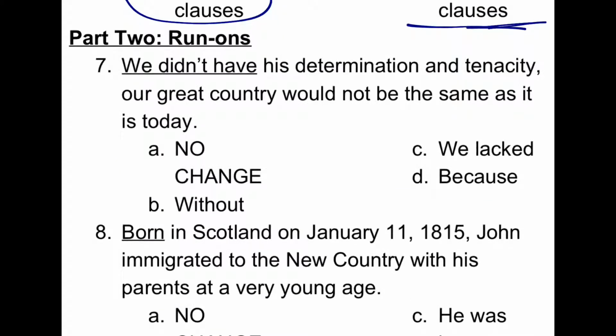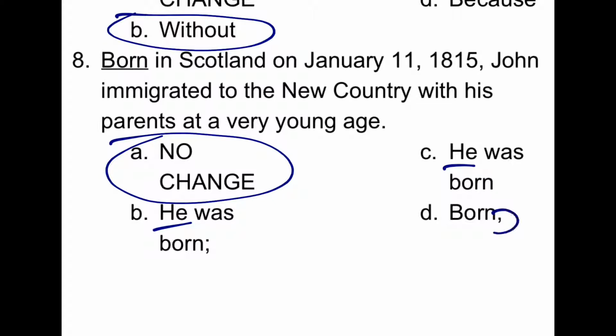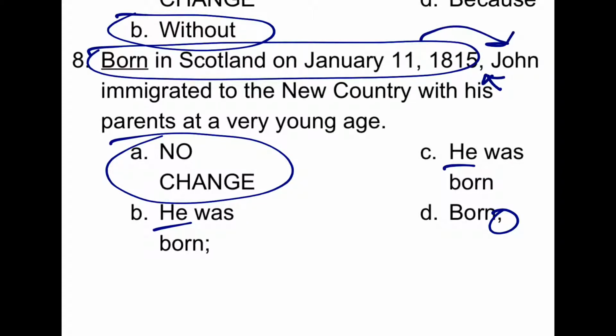Number 7, blank his determination and tenacity, our great country would not be the same as it is today. Without is the correct answer. So that takes away both the subject and the verb and just turns it into a phrase. Number 8, blank in Scotland on January 11th, 1815, John immigrated to the new country with his parents at a very young age. Born was correct. If we start to add in a subject or an unnecessary comma, we run into problems because we would need more than just this comma here. As written, this whole phrase can describe John.